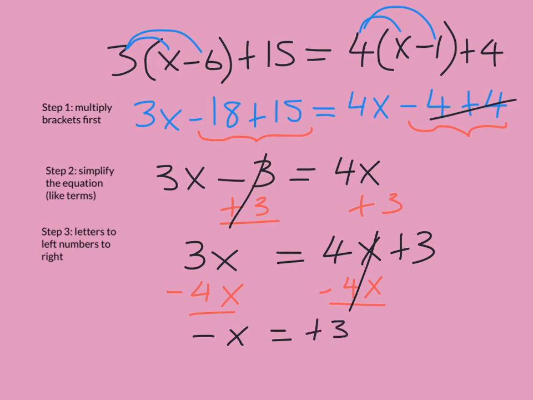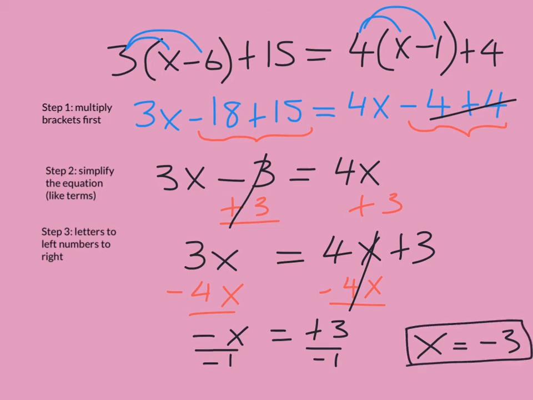I am not finished. That minus x is the same as minus 1x. So in order to just get x by itself, I'm going to divide both sides by minus 1. And what I'll get, I'm just going to write it over here, is x is minus 3. And that's my final answer on that. So just note that little rule there. When we have a minus x, we can't leave it as minus x. So we divide both sides by minus 1 to get it just to be a positive x.